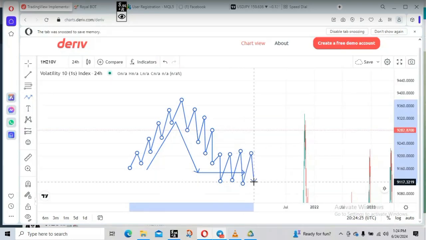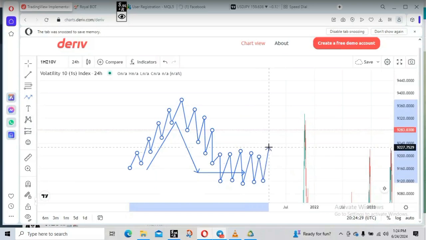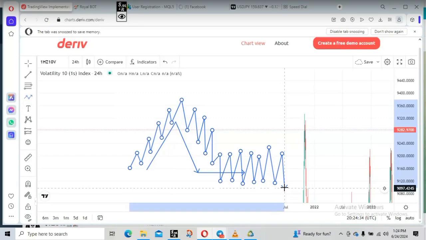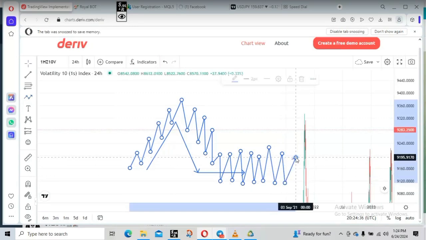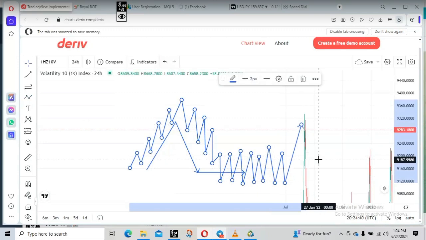Take note of the word relatively. They are not exact. Most times they will not be exactly equal, but are still within the same range. That's why we call it relatively. So they are still within the same range. That's what you find in the market.